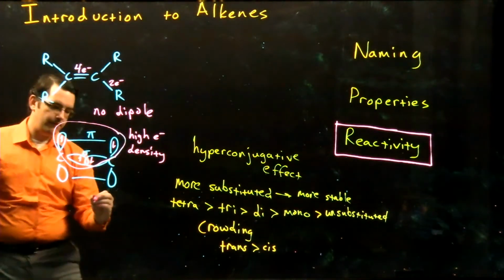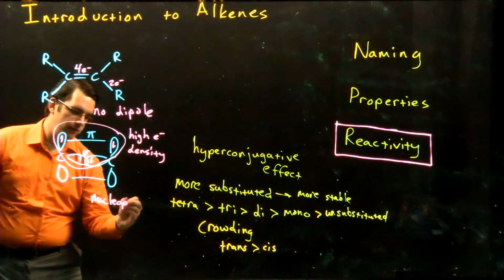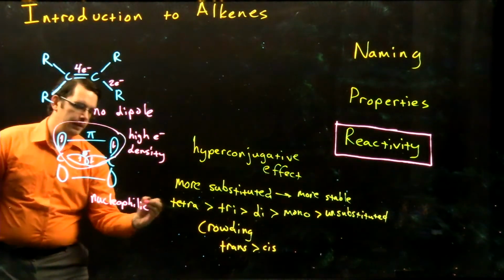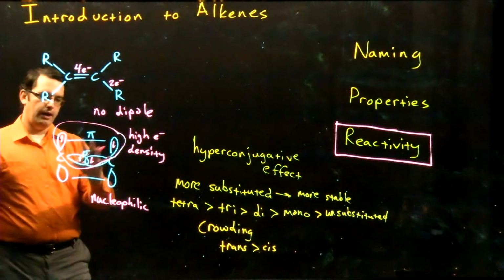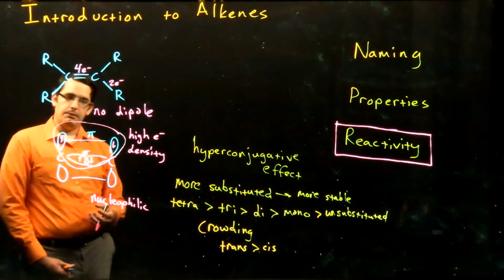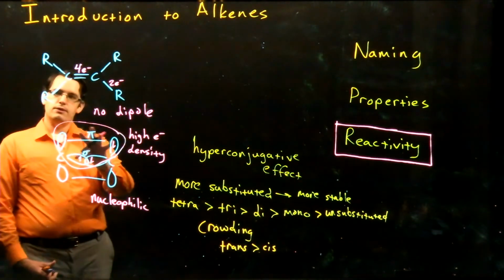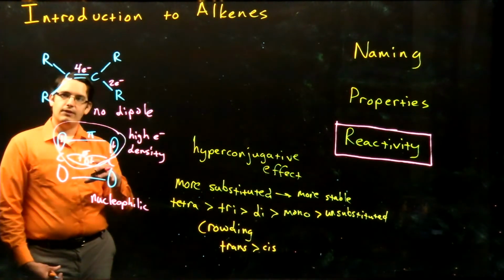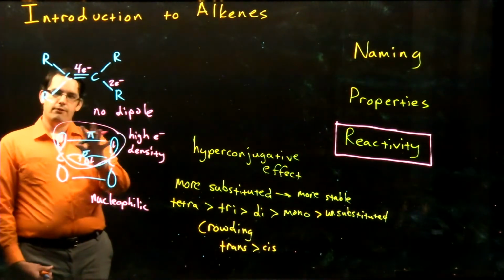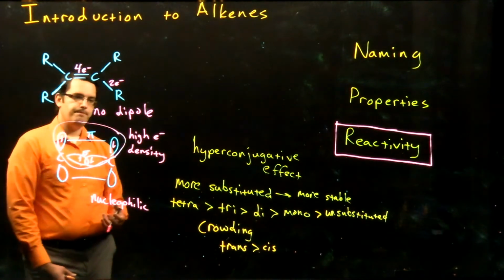And so we can actually refer to our alkenes as being somewhat nucleophilic because they have all that electron density. Now again, they don't have a negative charge like we've seen in some of our nucleophiles. They don't even have a partial negative charge. But they do still have an area that has lots of electrons right around our double bond, and that can be used to create some reactions.